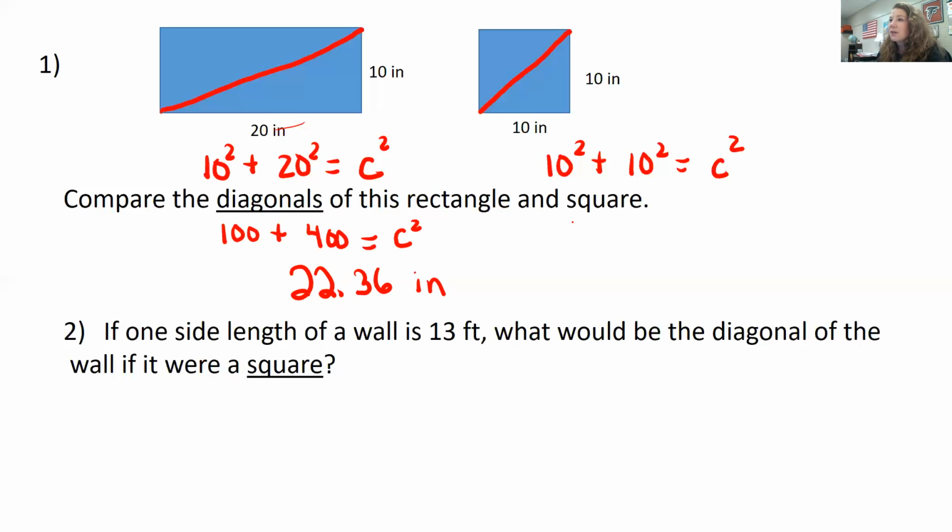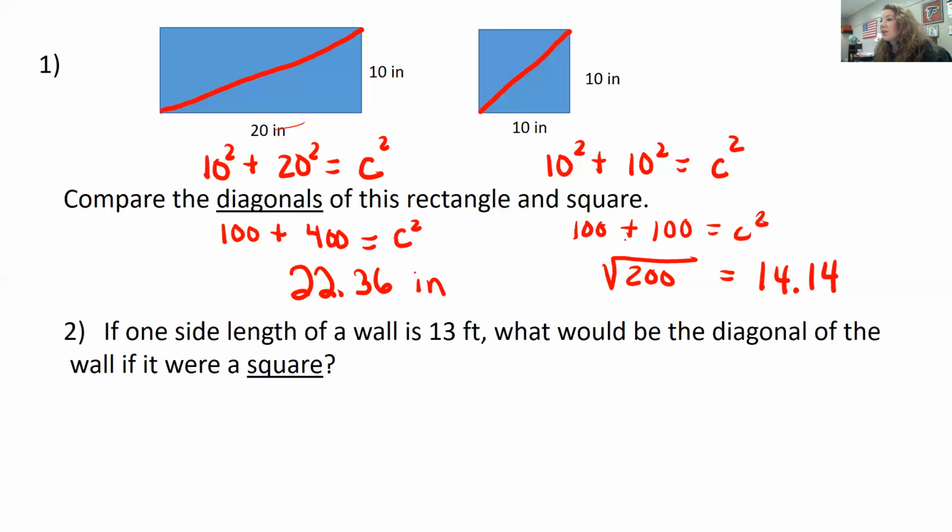So since this length was doubled, let's see if the diagonal is double. All right, so 10 squared is 100, and 100 plus 100 is of course 200. So the square root of 200 is 14.14, not double, right? 14 doubled, of course, would be about 28. So it's not quite doubled.